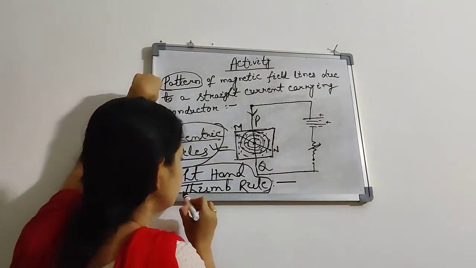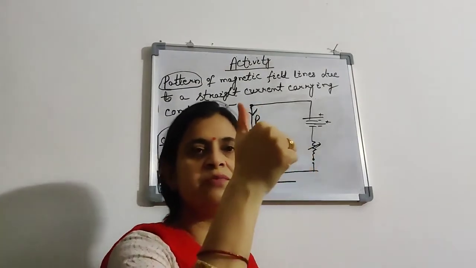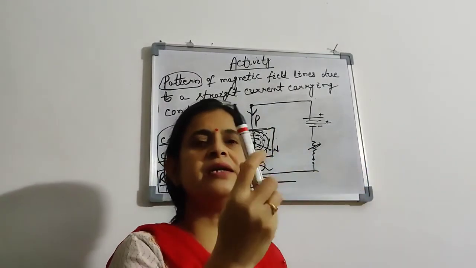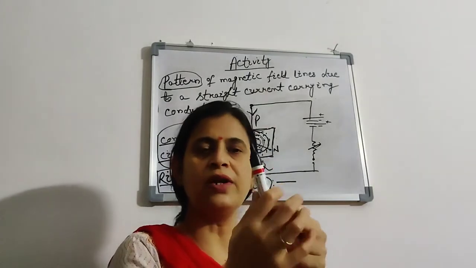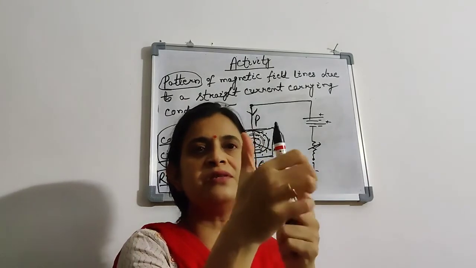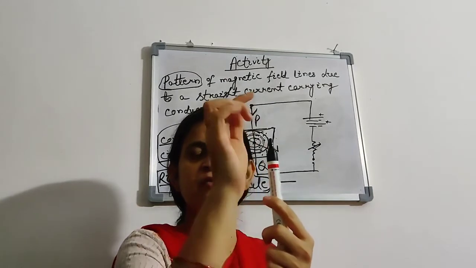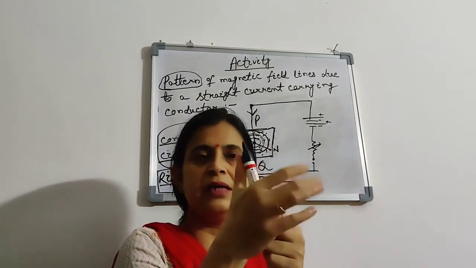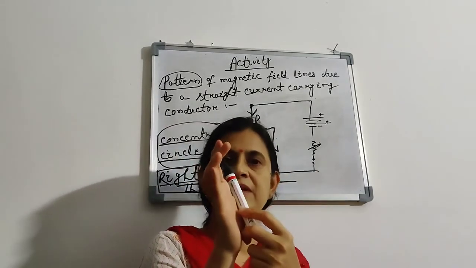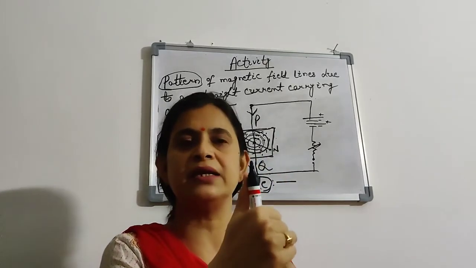According to the right hand thumb rule, suppose this is my right hand and this is the current carrying conductor. If I am holding the current carrying conductor like this, in which the thumb points in the direction of current, that means the direction of current will be upward, then observe, the direction of the curl of the fingers will indicate the direction of the magnetic field.